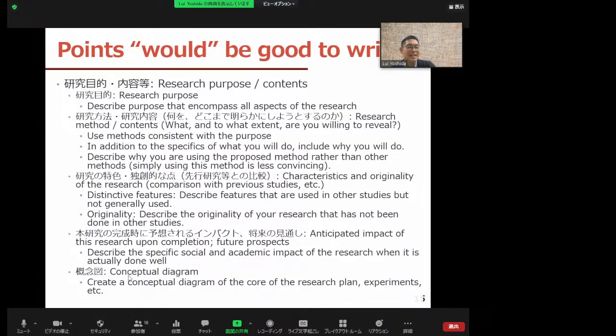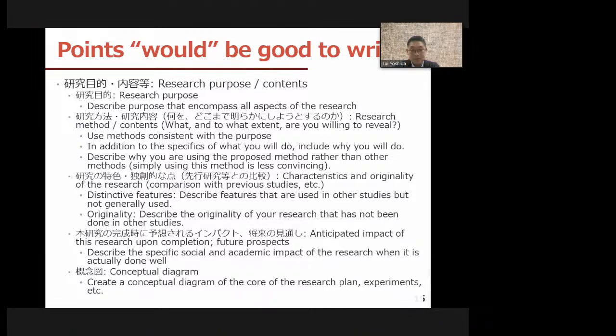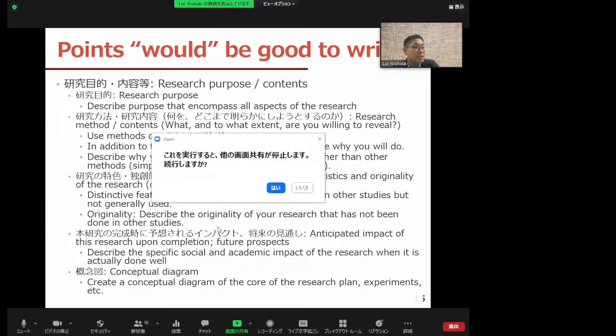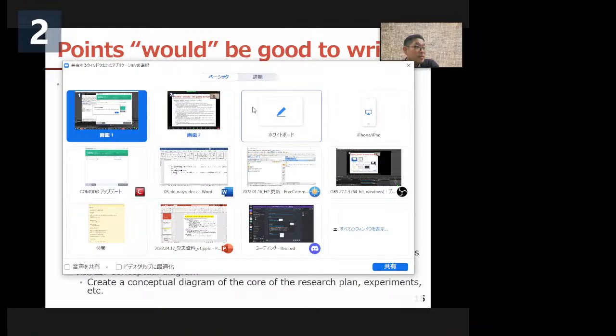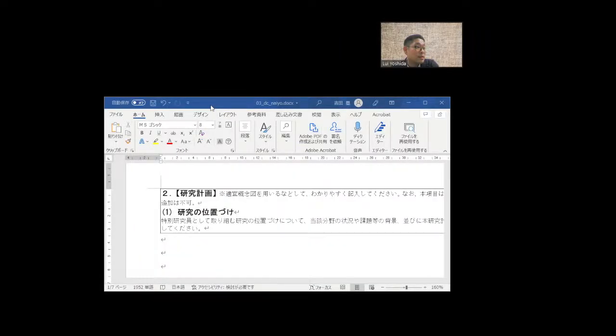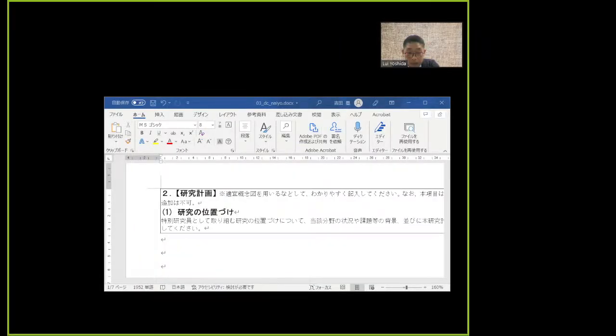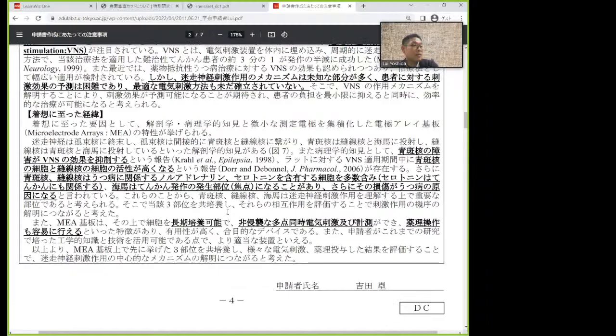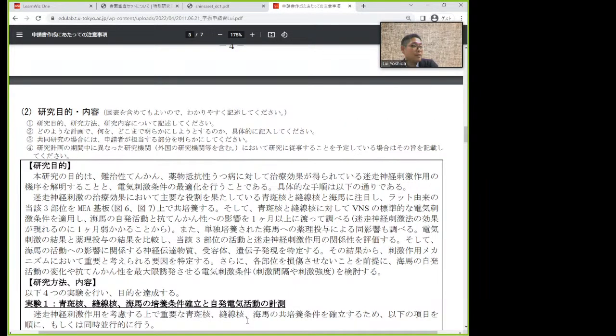And also please include a conceptual diagram or figure of your research. I created my research figures. Please wait for a while. Here we go. I created two figures.